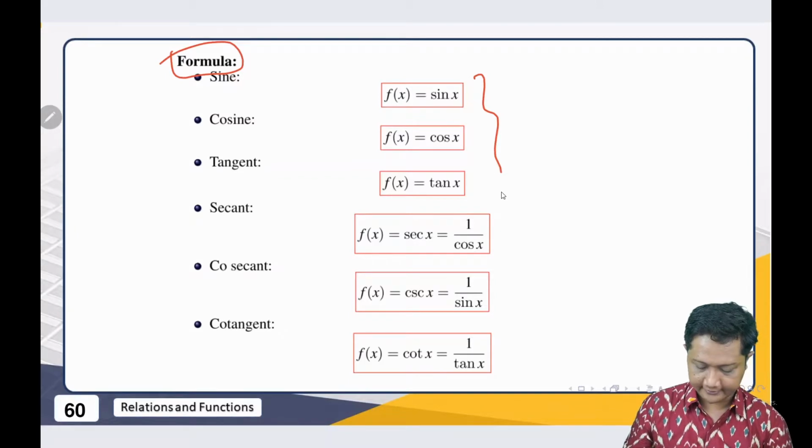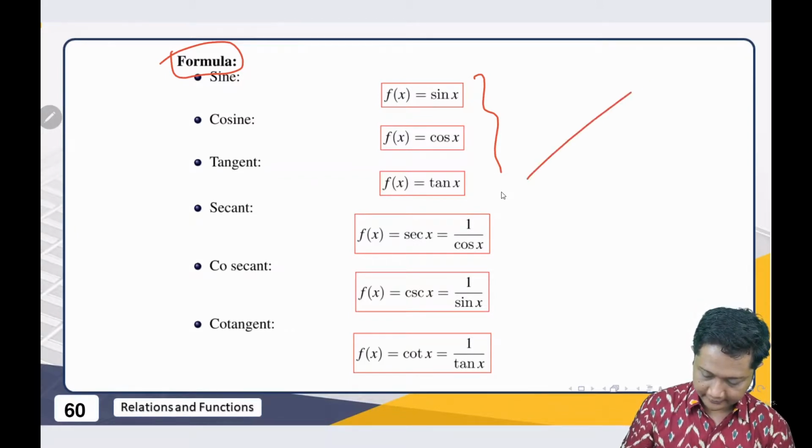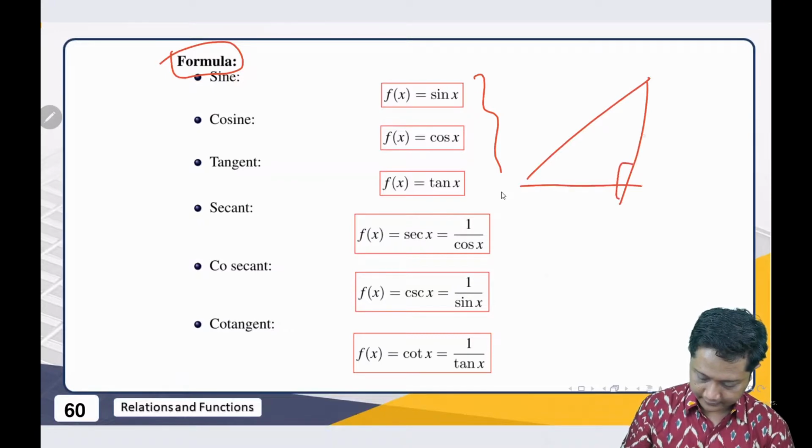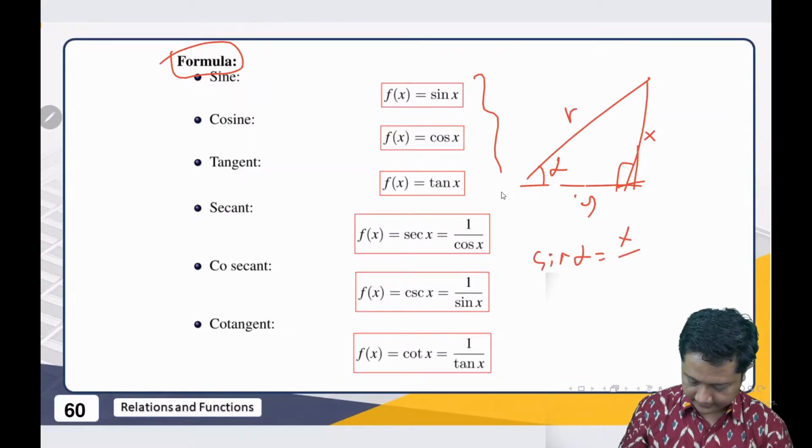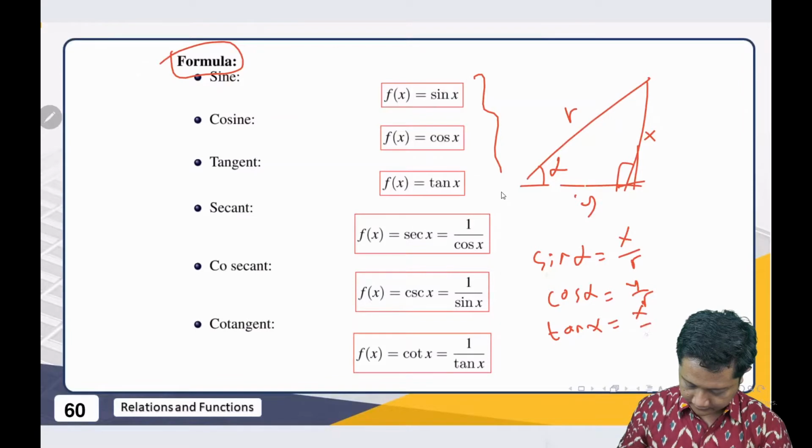Sinus, cosinus, tangent, secant, cosecant. So basically it comes from here. See, x, y, this one alpha, or x, y, r. So sinus alpha is x over r, and then cosinus alpha is y over r, and tangent is x over y.